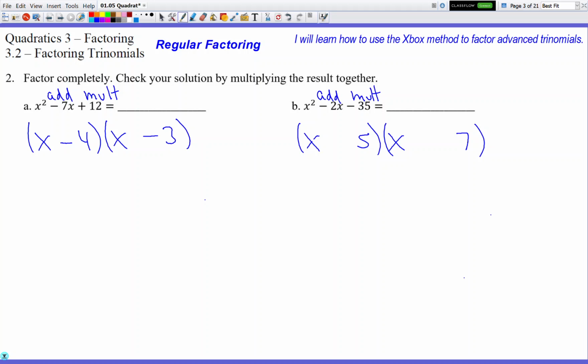Okay, so we need to have negative 2 when I add them up. So what's the only way I have negative 2 when I combine 5 and 7 together and add them up? Well, I got to get a negative 7 and I have to have a positive 5, right? Because positive 5 minus 7, when I add them up, that makes negative 2. So that works. And positive 5 times negative 7, that makes your negative 35.